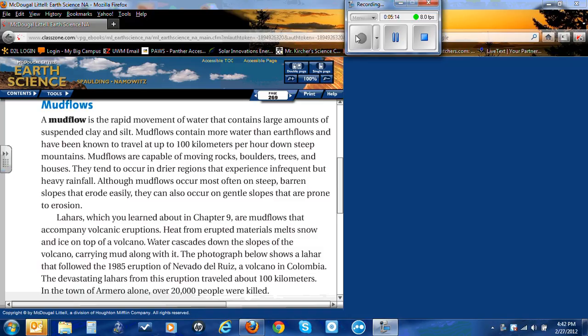The photograph below shows a lahar that followed the 1985 eruption of Nevado del Ruiz, a volcano in Colombia. The devastating lahars from this eruption traveled about 100 kilometers. In the town of Amadeo alone, over 20,000 people were killed.